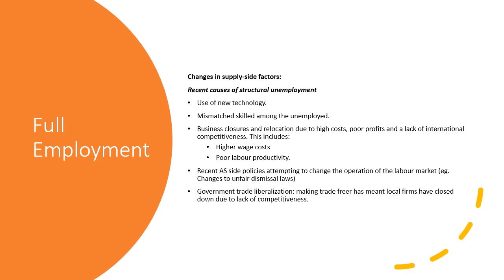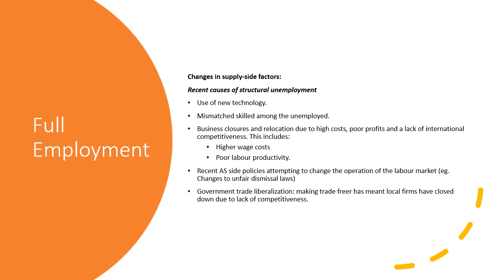There's also been business closures due to relocation, due to high costs, poor profits, and lack of international competitiveness. So our biggest issue in Australia is that we don't produce a lot of things in Australia because our minimum wage is one of the highest in the world. This leads a lot of manufacturing and a lot of business to occur overseas. There's a lot of offshoring that occurs in Australia just because our minimum wage is so high.